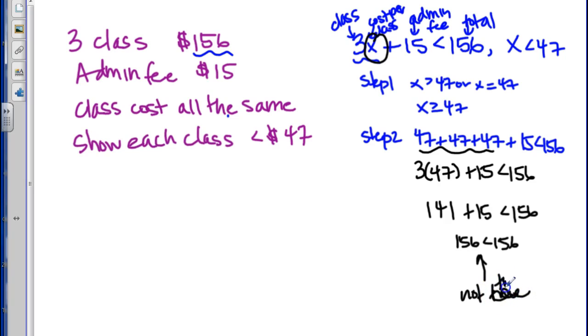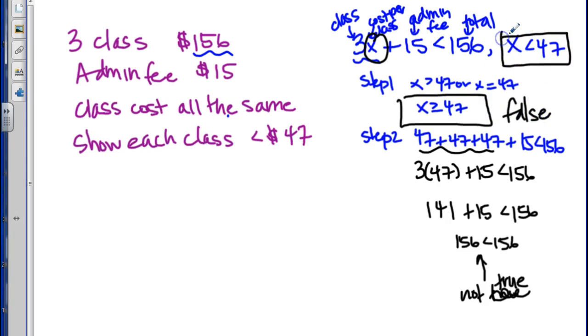I'm having trouble writing the word true today. So that is not true, which means it contradicts. So this contradicts our first statement that the total cost was less than $156 because we got equal to $156. So my assumption here in step 1 that X is greater than or equal to 47 is false, which means our original conclusion is true. All right, so therefore one class must cost less than $47.